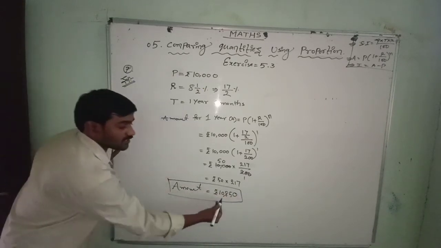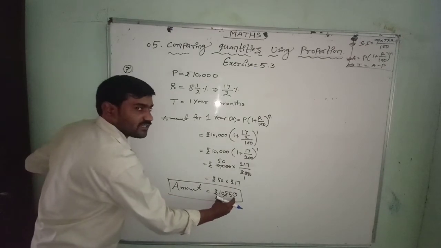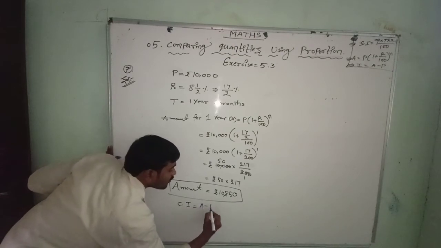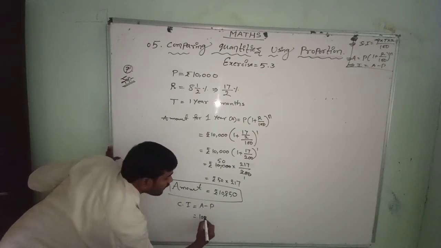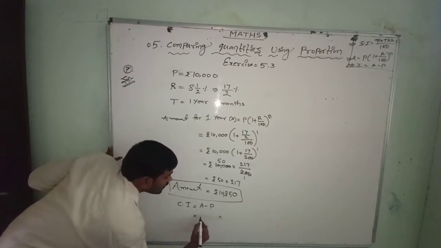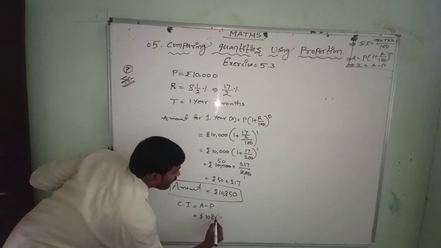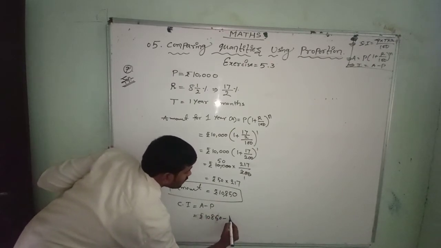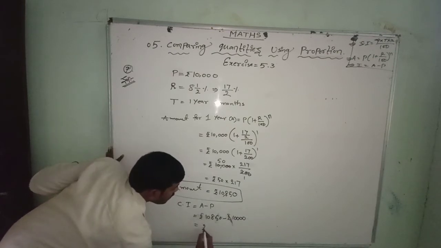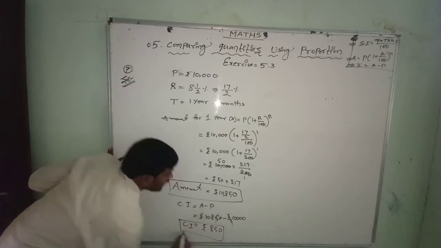ఎంత ఇంట్రెస్ట్ పే చేస్తున్నాడు? మరి యాక్చువల్గా 10,000 తీసుకున్నాడు. 1 year తర్వాత ఎంత పే చేస్తున్నాడు? 10,850. The compound interest is amount minus principal, that equals rupees 10,850 minus rupees 10,000, that equals rupees 850. Compound interest paid for 1 year is 850.